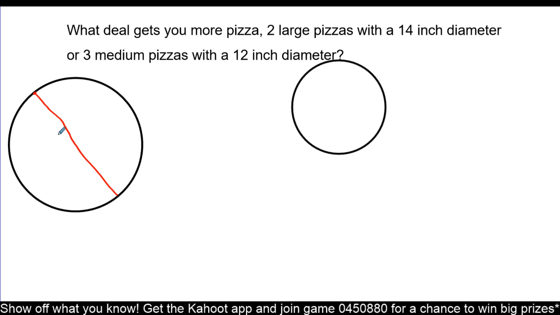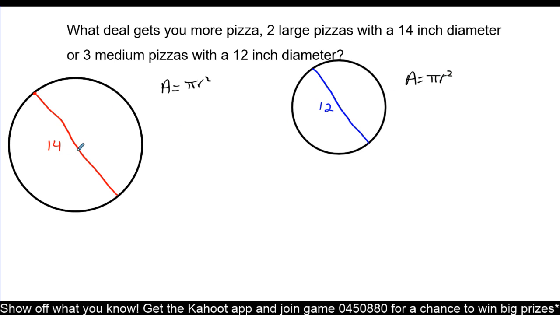You're not on break. Here's our large pizza, diameter 14, and then our medium pizza, which is blue for some reason, has a diameter of 12. Okay? So we need our formula twice. A equals pi r squared. A equals pi r squared.